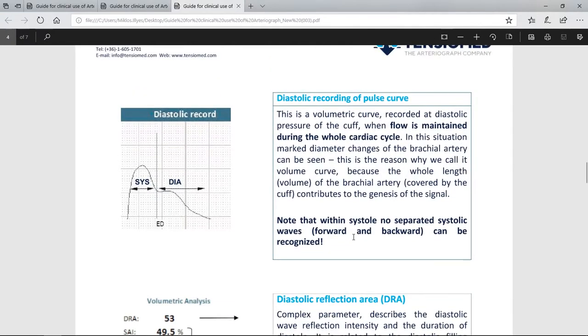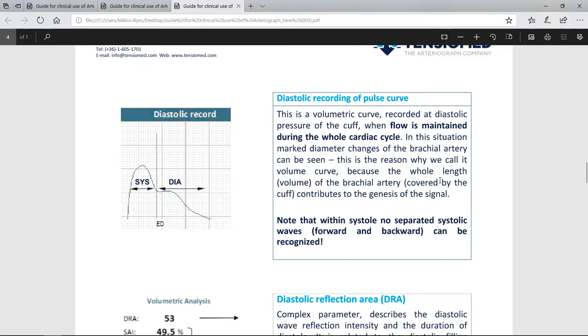Arteriograph first pumps to the diastolic pressure level and then to the suprasystolic one. At the diastolic cuff pressure level, we can obtain the diastolic pressure waves, and these are called volumetric pressure waves. During this observation, the flow is maintained during the whole cardiac cycle, and in this situation, large diameter changes can be seen in the brachial artery. For this reason, we call it a volumetric or volume curve, because in this case the whole length, the whole volume of the brachial artery, which is covered by the cuff, contributes to the genesis of the signal.